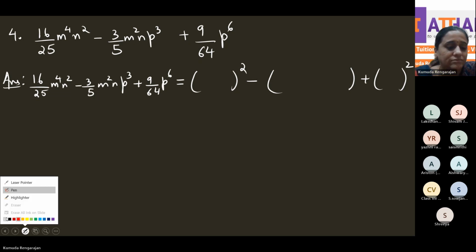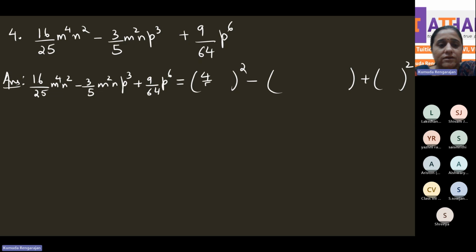Then 4 by 5. M to the power 4 will be written as M squared. M square. Very good. And N square will be written as just N. Now come to the last bracket. 9 by 64 will be written as 3 by 8. 3 by 8. Very good.